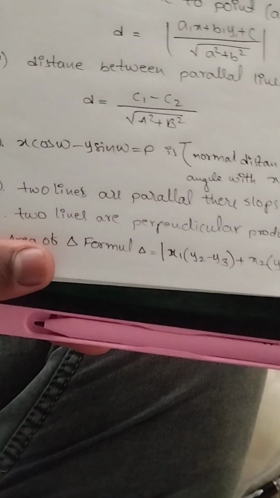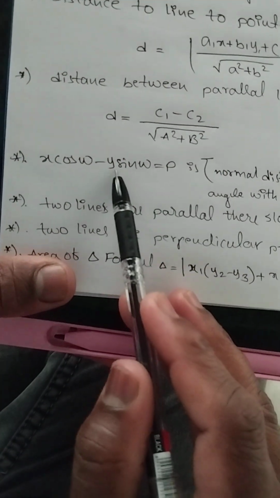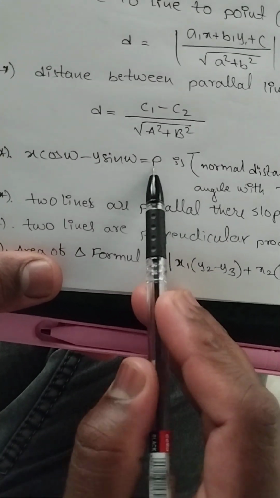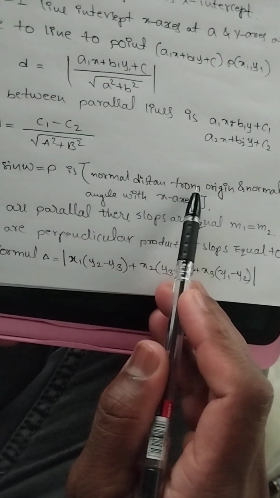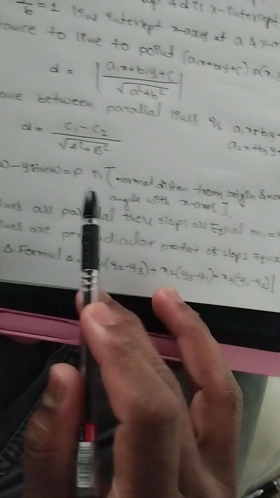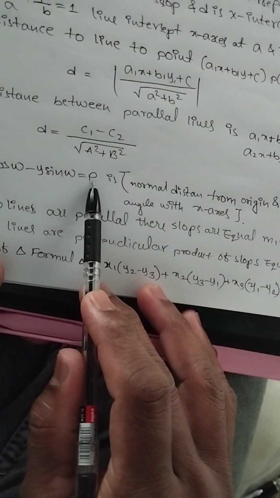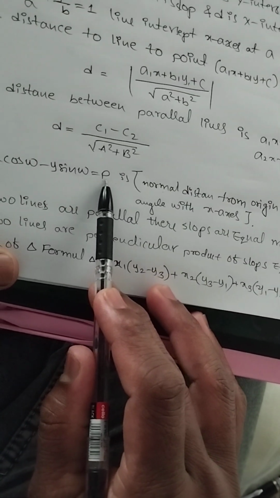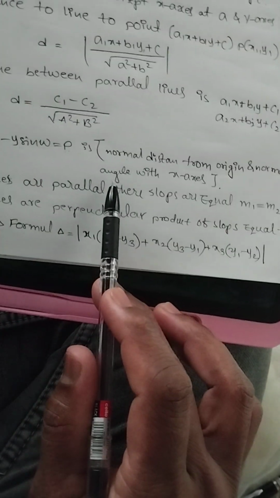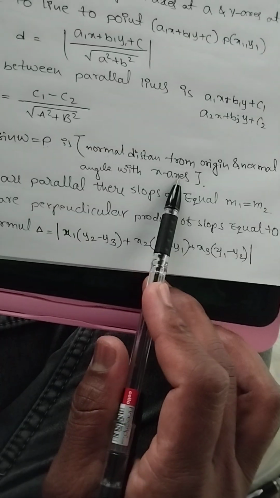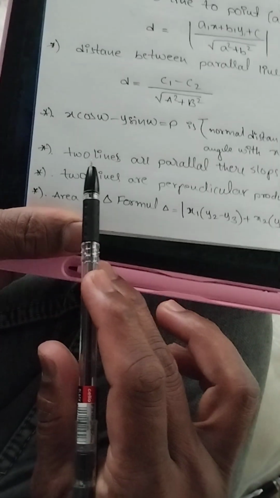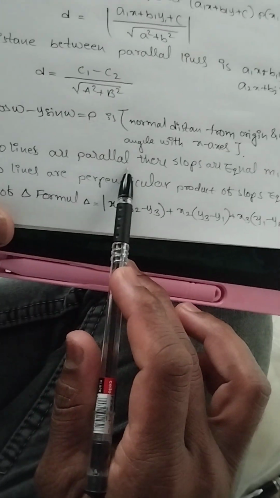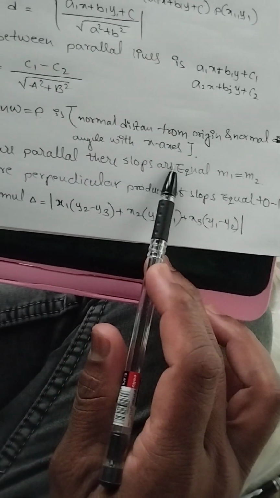Then suppose x cos omega plus y sin omega equal to p. What is this formula? This formula gives the normal distance from the origin to that line, which is p, and omega is the normal angle, the angle that the normal makes with the x-axis. Then if two lines are parallel, it means their slopes are equal.